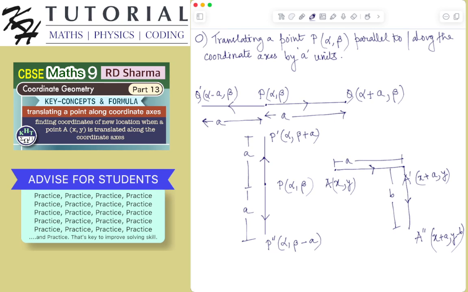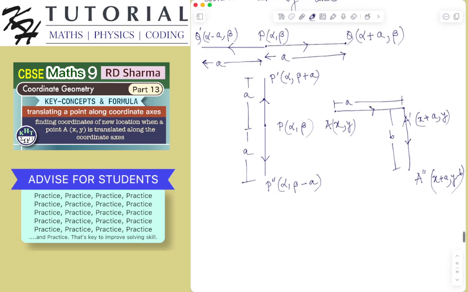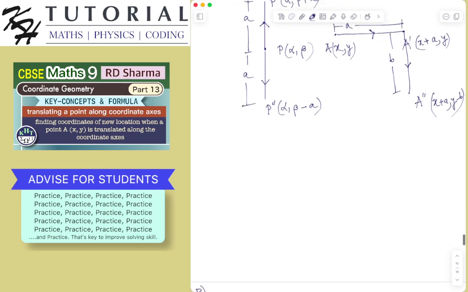So that is all for this video. In the next video, I will discuss how to find the area of a rectangle whose sides are parallel to the coordinate axes.